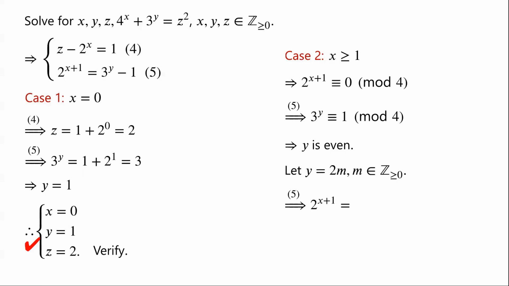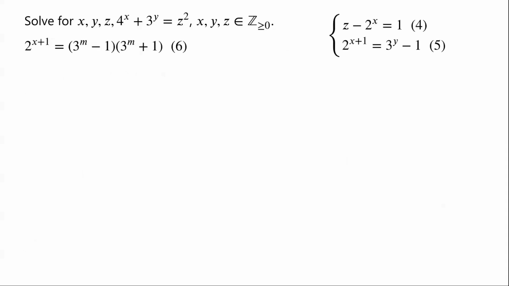Substitute y equals 2m in equation 5. We have 2 to the power of x plus 1 equals 3 to the power of 2m minus 1, which is equal to 3 to the power of m all squared minus 1. The right side of the equation is the difference of 2 squares, which can be written as 3 to the power of m minus 1 times 3 to the power of m plus 1. As x and m are non-negative integers, 3 to the power of m minus 1 and 3 to the power of m plus 1 must be factors of 2 to the power of x plus 1.